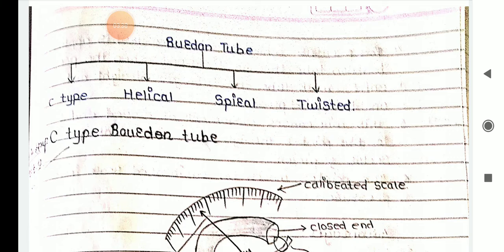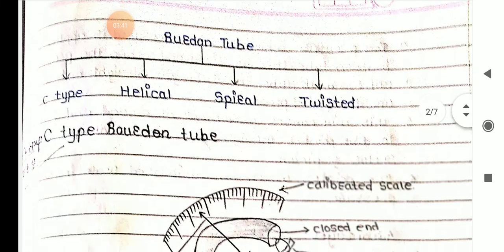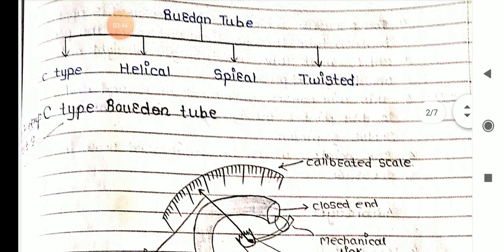Next we will move on to the classifications of pressure measurement. What are the different classifications or techniques of pressure measurement? The first one is the Bourdon tube. This Bourdon tube is divided into four types: the first is the C type, second is the helical type, third is the spiral type, and fourth is the twisted type. In our syllabus we have only one type, the C type of Bourdon tube. For the helical, spiral and twisted types, only the shapes change, so the construction and working are the same.